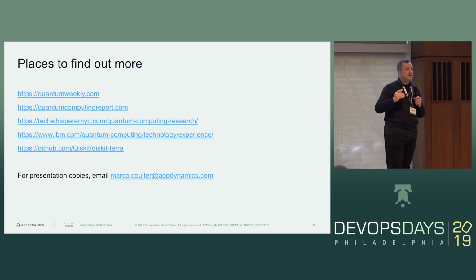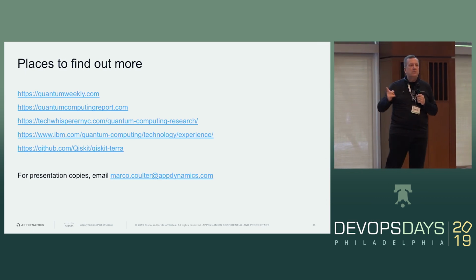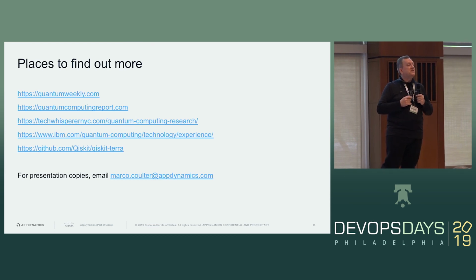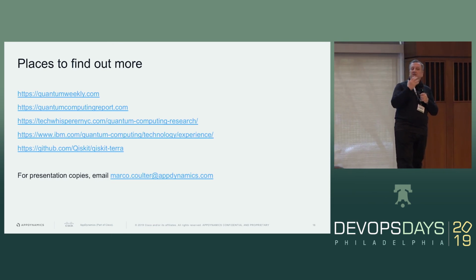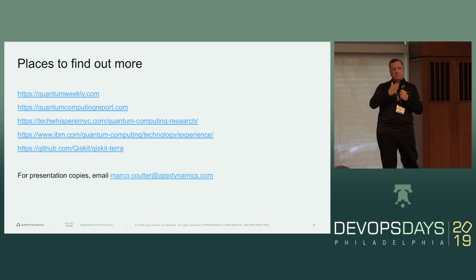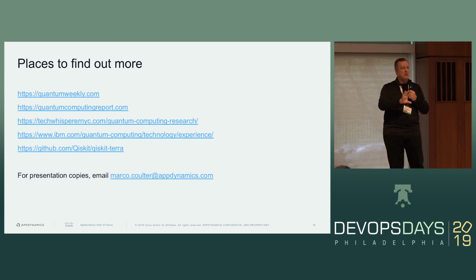There's a bunch of links here, take a quick photo of it or something like that, but Quantum Weekly is a good place to start, just to get your finger on the pulse of what people are talking about. And like me, I spent about a year just trying to get my head around how a bit can be both 1 and 0 at the same time.